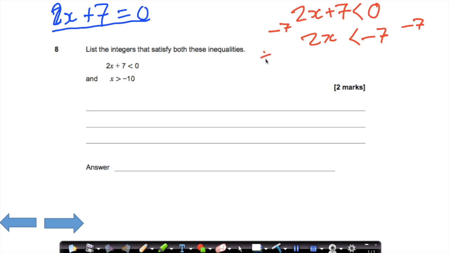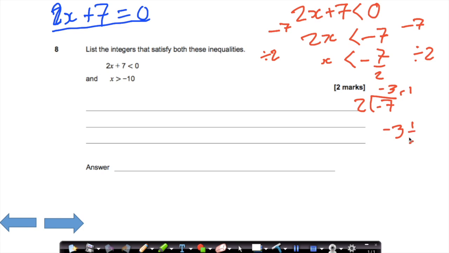Now if we have two lots of something and we want to have one lot of it, we will divide it by 2. 2x divided by 2 will leave you with 1x, which we'll just call x. 2 divided by 2 is 1. And then the inequality symbol stays the same. We've divided by 2 on both sides, so it's minus 7 over 2. If we wanted to check, minus 7 divided by 2 would be minus 3 remainder 1, which is minus 3 and a half, so minus 3.5.